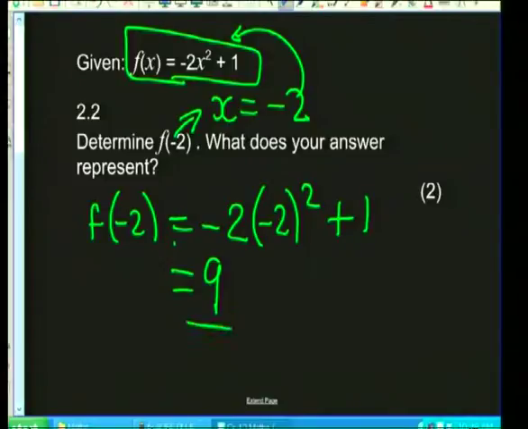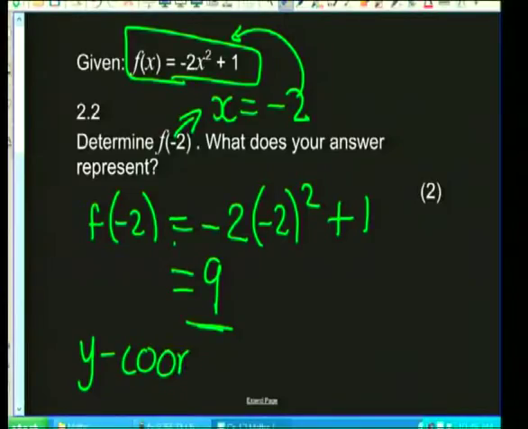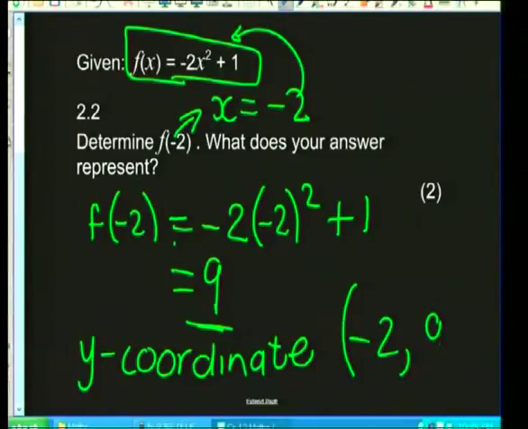So then the second part of the question says, what does your answer represent? Now this answer actually represents the y coordinate of this point. In other words, it's the point negative 2, 9. So this 9 is the y coordinate representing this x. Now we know what it represents. So next time you get asked to find f of 3, your answer would then be the y coordinate.